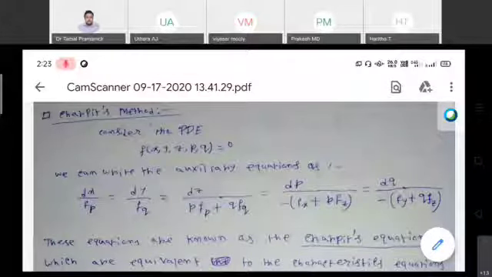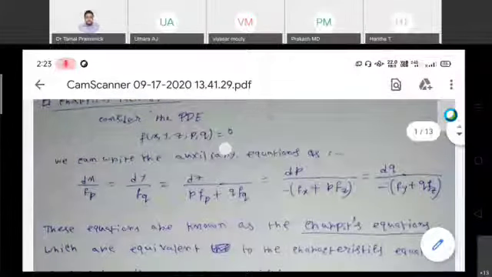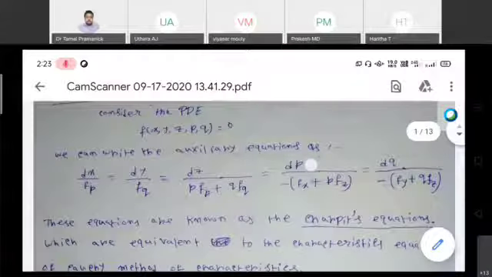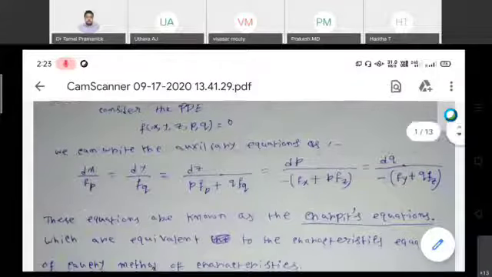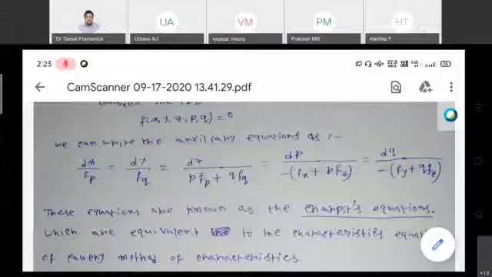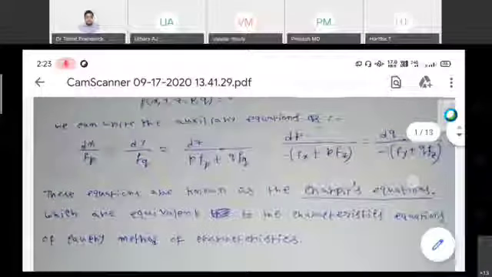This solves basically the first order PDE of the form f(x, y, z, p, q) equal to 0, where p is your del z by del x, q is your del z by del y. So the same way the auxiliary equations will come. Auxiliary equations are dx by fp, dy by fq, dz by pfp plus qfq, dp by minus fx plus pfz, dq by minus fy plus qfz.